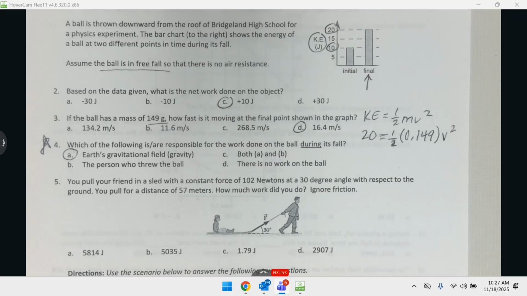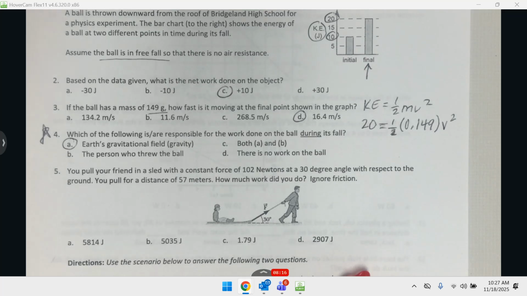So the answer to number 4 is A. The most common wrong answer here was C. A lot of you thought it was both gravity and the person who threw the ball. But again, that person who threw the ball only does work when the ball is in their hand, when they're applying a force to it. Gravitational force is just that one. That's what we said. So that's number 4. Let's look at number 5.